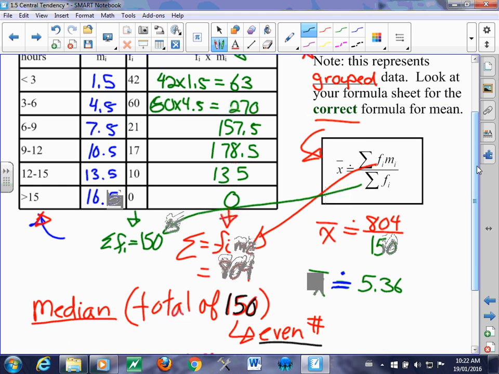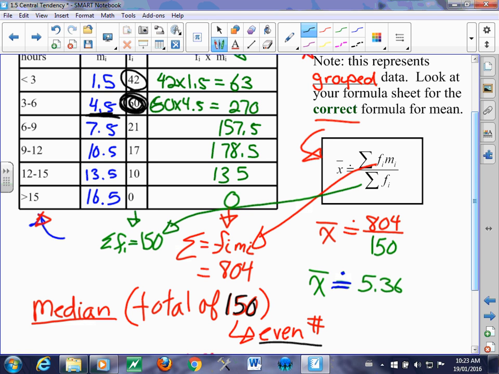Well, take a look. My first 42 are in there. And if I add 42 plus 60, I know it's going to be in here. So this is going to be 102. So both my numbers have to be in here. So I have to use that data value to represent it because it's the midpoint of it. But your frequency tells you where it is.